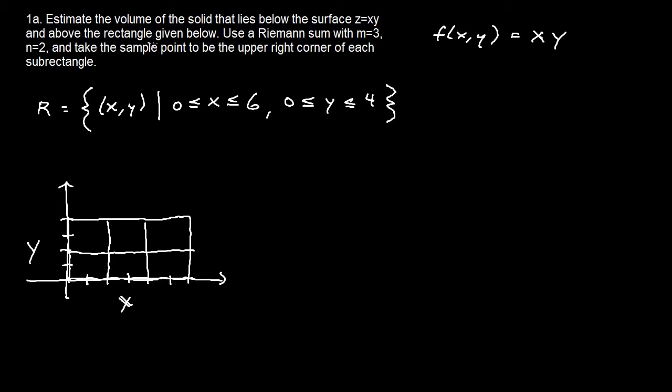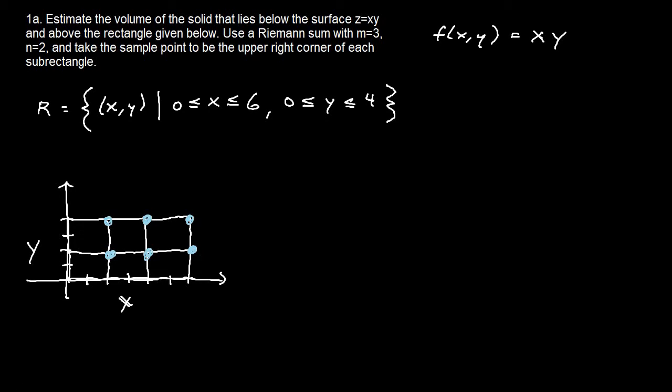And so now it's telling us that we need the sample point to be the upper right corner of each subrectangle. So if I were to draw or label out the sample points here, we need the upper right hand corner of each rectangle or subrectangle. So 6 total points, each point is on the upper right hand corner.